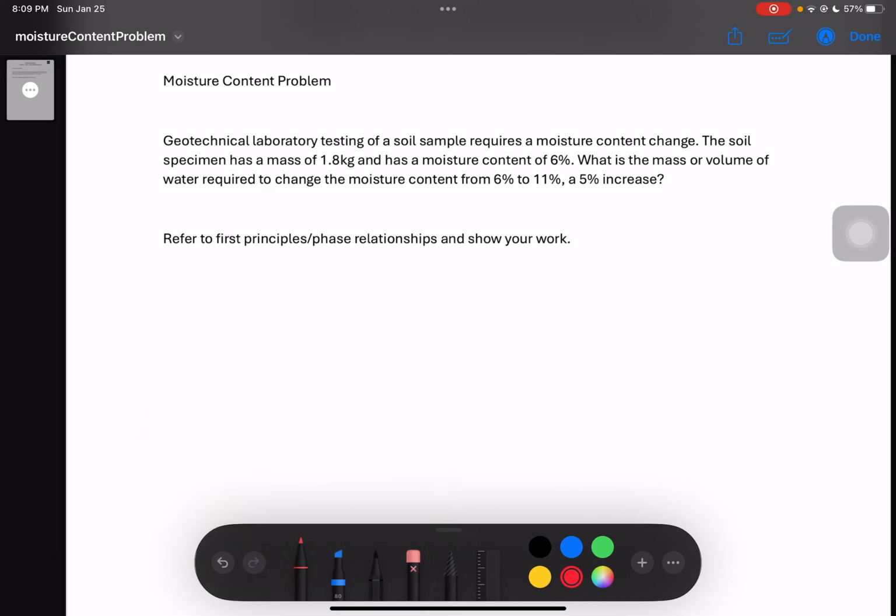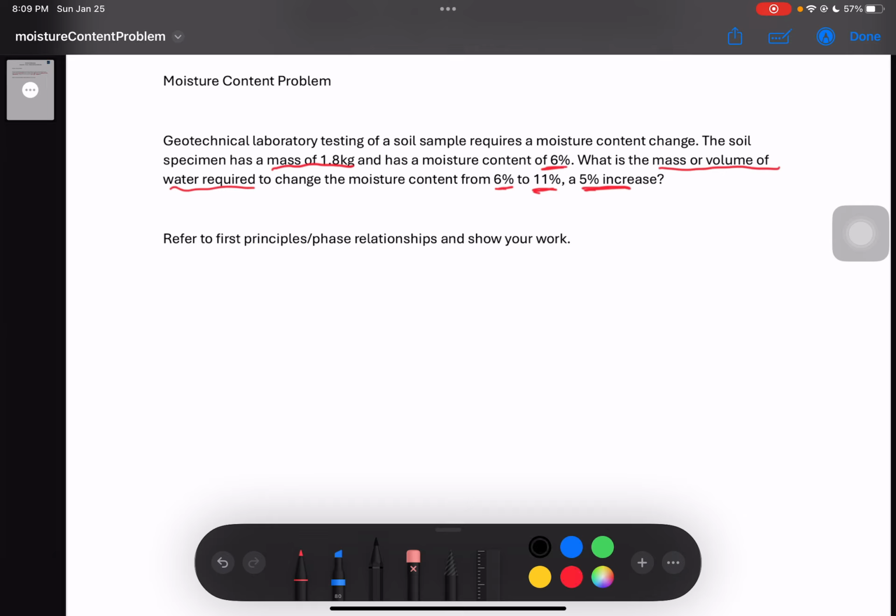Moisture content problem. Geotechnical laboratory testing of a soil sample requires a moisture content change. The soil specimen has a mass of 1.8 kilograms and has a moisture content of 6%. What is the mass or volume of water required to change the moisture content from 6% to 11%, which is a 5% increase in moisture content?